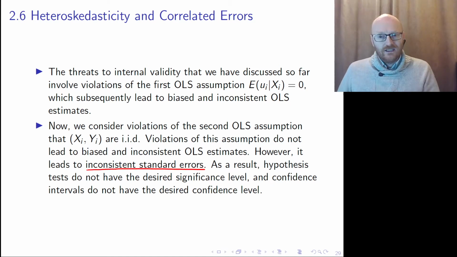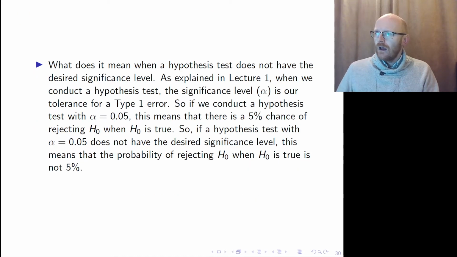So what is the result of that? It's that the hypothesis test does not have the desired significance level, and the confidence intervals do not have the desired confidence level that we initially would like from our study. So what does it mean when a hypothesis test does not have the desired significance level? The significance level, which we often call alpha, is the tolerance for a type 1 error.